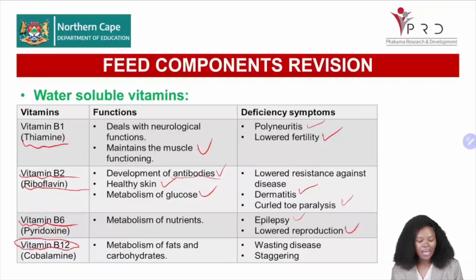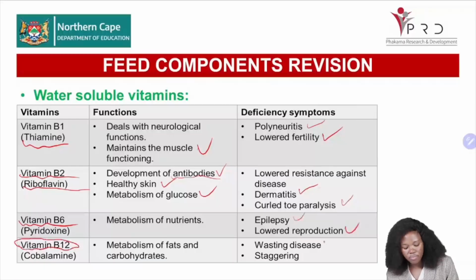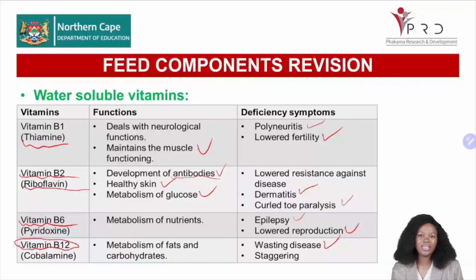The last vitamin, vitamin B12, it is cobalamin. Now, cobalamin deals with the metabolism of fats and carbohydrates, or the metabolism of nutrients that are energy rich. Now, an animal will suffer from a wasting disease, right, pining, or it will suffer from staggering. It will not be able to walk, or it will suffer again from excessive loss. So these are the functions and deficiency symptoms you should look for in the examination.